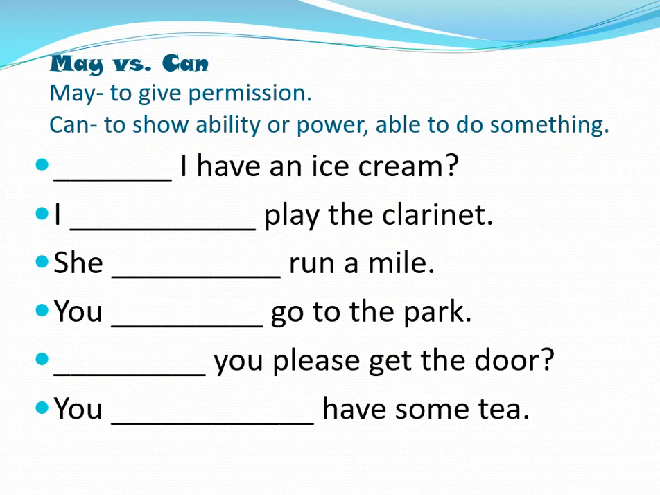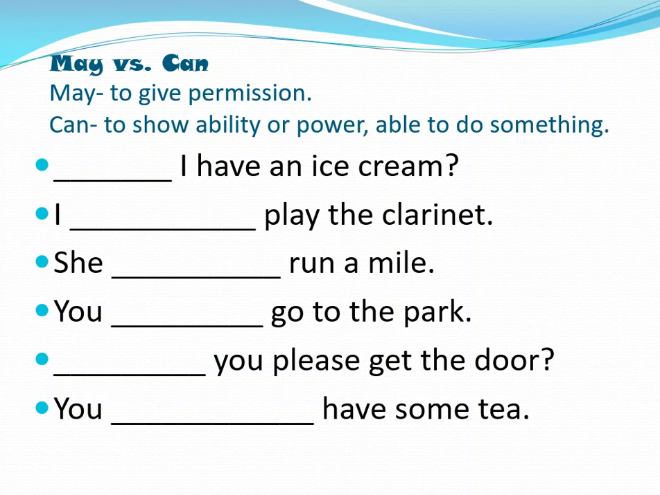All right, so the first sentence is, you could either say, "May I have an ice cream?" or "Can I have an ice cream?" Now look up at those definitions of may and can. If may means to give or ask for permission, and can means to show that you're able to do something or your ability or power, which one would that be? May I have an ice cream or can I have an ice cream?